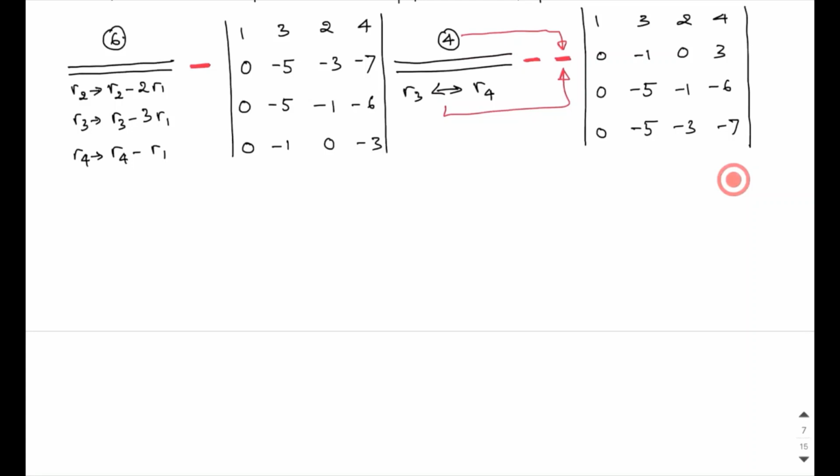Alright, next, I'm going to zero out negative 5 and negative 5. In order to do so, we are going to apply property number 6 one more time. We are going to use row 2 to zero out row 3 and row 4 here. Now, because the negative sign and the negative sign will cancel out each other, what a relief, right? We don't have to worry about them anymore. Now we can focus on the computation.